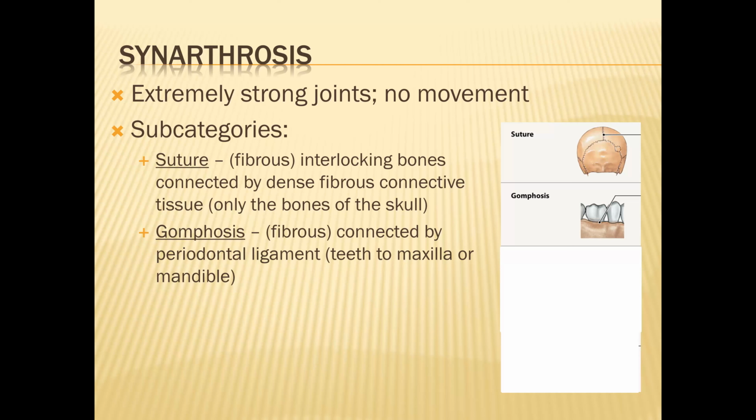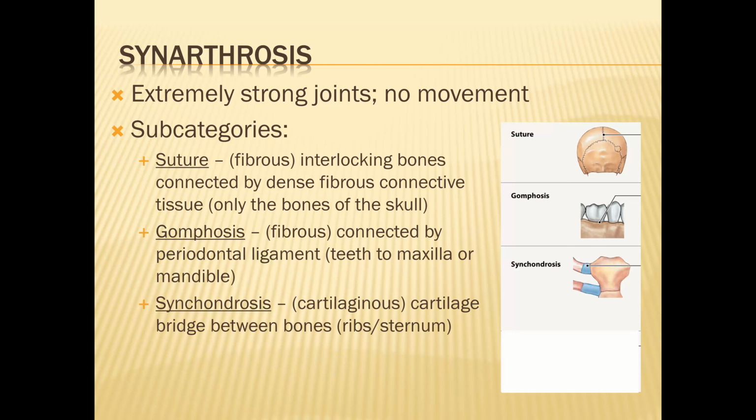The third type of synarthrosis is a synchondrosis, and this is a cartilaginous type joint. Notice that the chondro root word that means cartilage is in the name. In this type of joint, you have a cartilage bridge between 2 bones. The best example of this one is the hyaline cartilage that you have in your thoracic cage between the ribs and the sternum. Remember, we called these costal cartilages. This type of joint is called a synchondrosis.